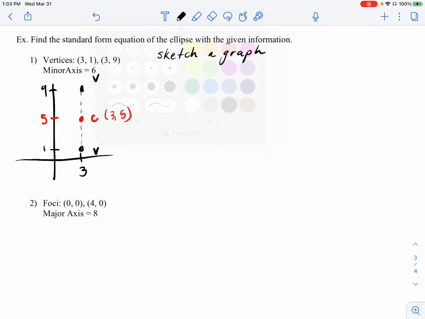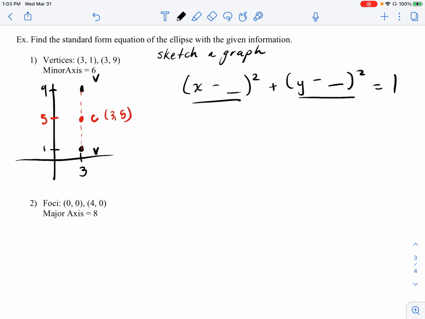So if I know that the structure of my ellipse is the following, it's x minus h squared plus y minus k squared is equal to 1, and both of these over either a squared or b squared. Well, since I know that my major axis is vertical, that means this here is my a value. In this case, a is equal to 4. The distance from 5 to 9 is 4.